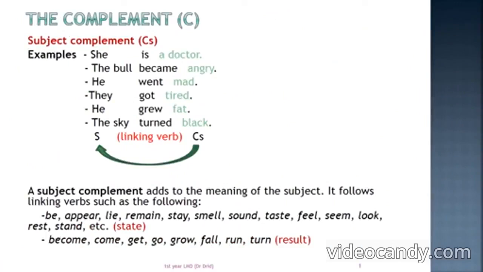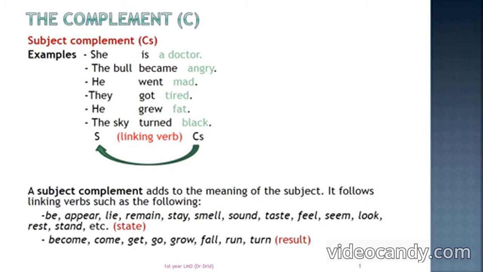C. The complement. The complement is another element of the simple sentence. Complements in general complete the meaning of either the subject or the object. Therefore, we can say that there are two types of complements: subject complements and object complements. Let's take the first type, subject complements. Look at the examples. She is a doctor. The bull became angry. He went mad. They got tired. He grew fat. The sky turned black.